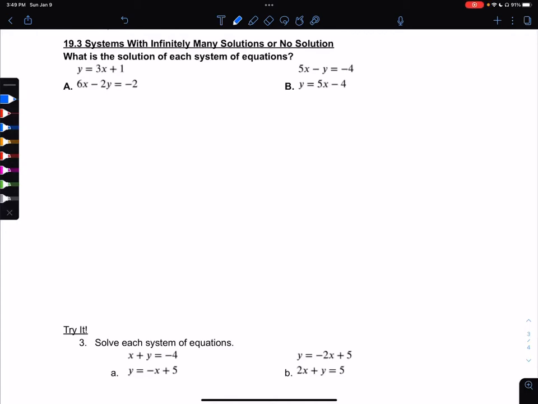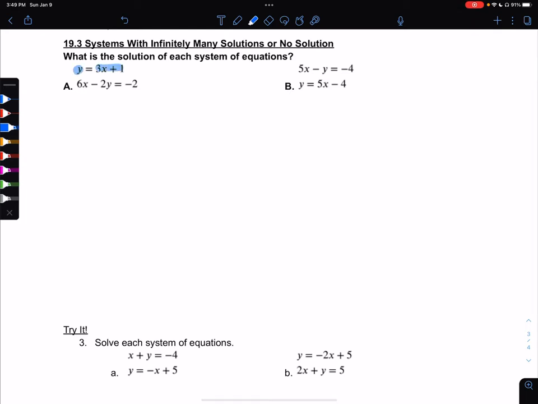In this video, we're going to look at topic 19, example 3, systems with infinitely many solutions or no solution. The question is, what is the solution of each system of equations? So in part A, we're given the equation y equals 3x plus 1 and 6x minus 2y equals negative 2. So we're going to use substitution.